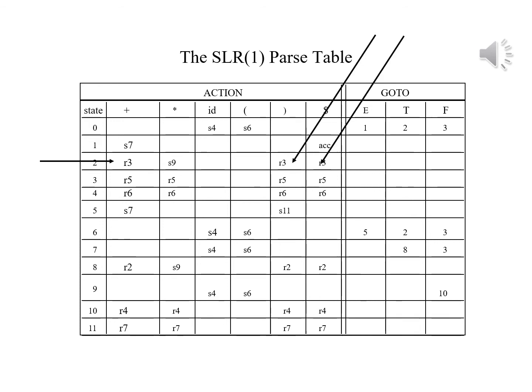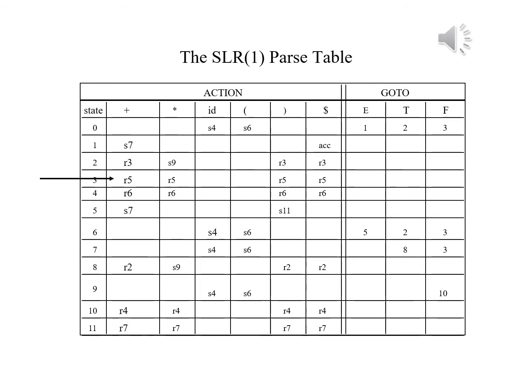State 2 has a final item, E derives T dot. We know that the follow set of expression contains plus, close parenthesis, and end of file marker. So for these three look-aheads, the action is reduce by production 3. There is also a non-final item, T derives T dot times F. So for asterisk, the action is shift and go to state 9.